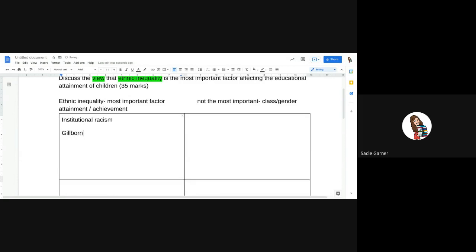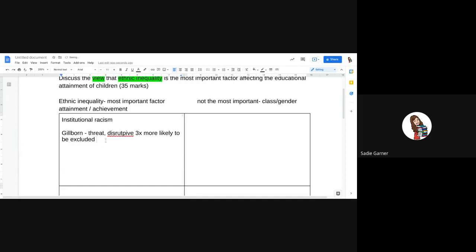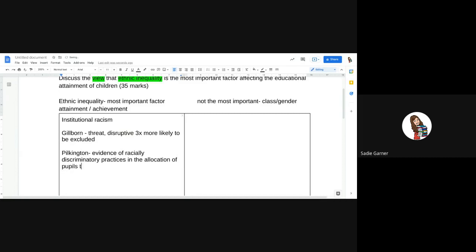Going to do Gillborn. Black males are seen as a threat. Disruptive. And are three times more likely to be excluded. I'm going to do Pilkington. I always put those two together. There's evidence of racially discriminatory practices in the allocation of pupils to sets. I always put those two together, and they're in a paragraph together.